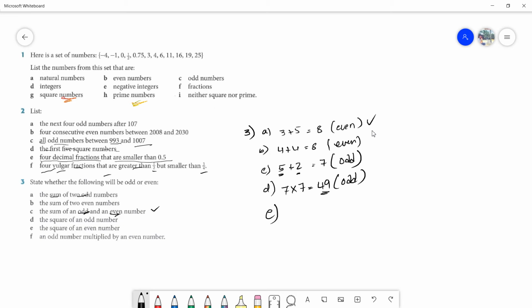And then E, the square of an even number. Let's say 6 is an even number, so 6 times 6 is equal to 36. It can be divided by 2, so that means this is also an even number.